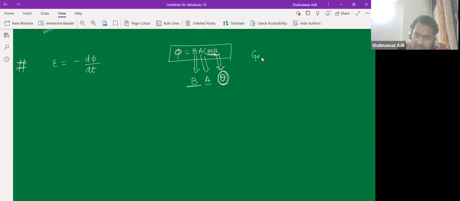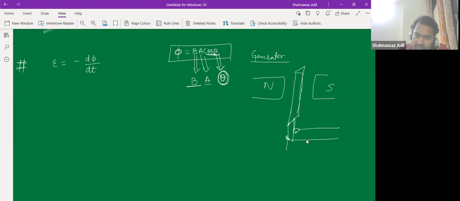In the generator, we have seen this example. In the generator, we had this magnetic field, right? And we had this coil, and we had these brushes, right? And then we rotated this coil, and then we got the EMF.